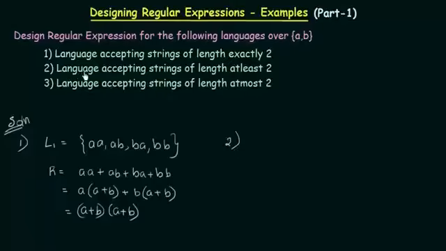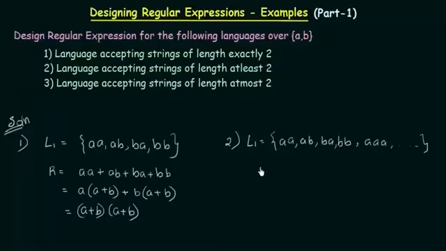The second one is a language accepting strings of length at least 2. So what is the meaning of at least 2? At least 2 means it could be aa, ab, ba, bb. These are the strings of length 2, and it says at least 2. At least 2 means 2 or more than 2. So it could be aaa, and it could continue. This will actually be an infinite set because 2 is the minimum one and the maximum is not specified.